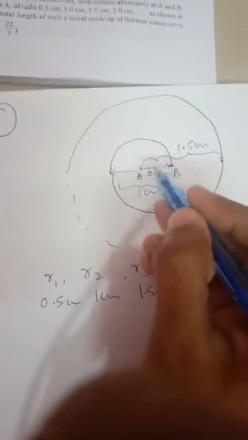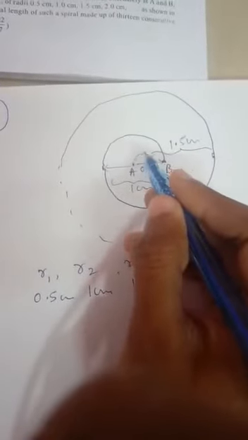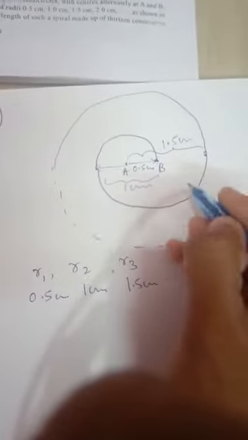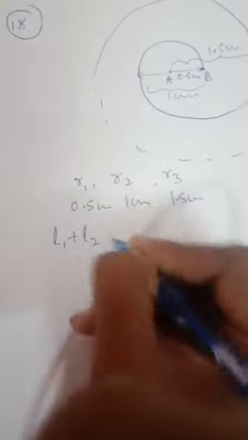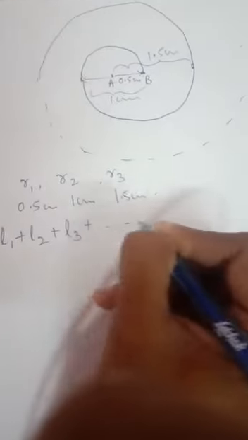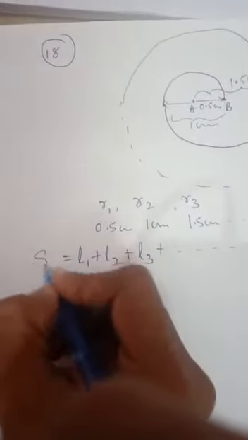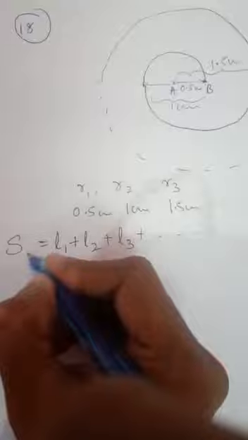First, find the total length of the 13 semicircles. We have to find the total length of the spiral made up of 13 consecutive semicircles. Therefore, we have to find the length of the first semicircle, second semicircle, third semicircle, up to the 13th semicircle. This is the total length, Sn.